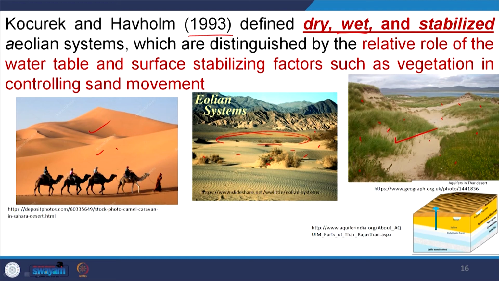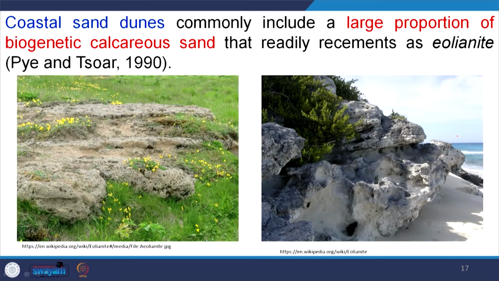So, this is a dry dune, this is a wet dune, this is a stabilized dune. Coastal sand dunes commonly include a large portion of biogenic calcareous sand and relatively cemented eolinite. So, if you move in the coastal region, you will find such very porous and permeable materials, and they are consolidated to semi-consolidated, that is called eolinite.